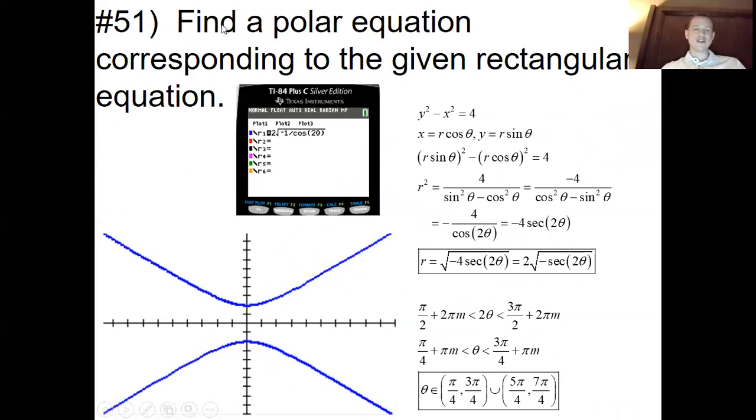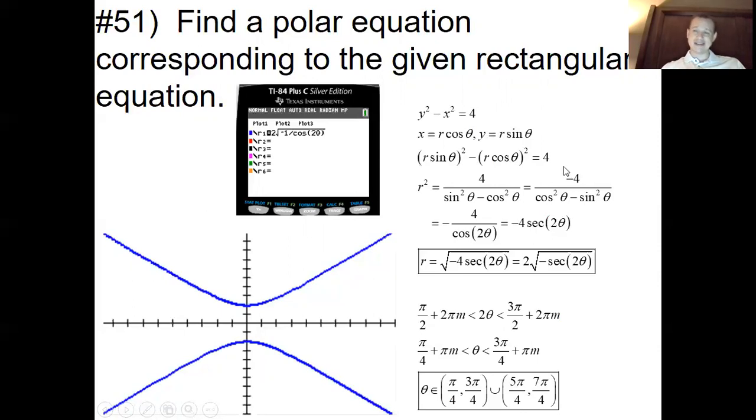I'm going to do number 51 for you. It says, find a polar equation corresponding to the given rectangular equation. So here's this kind of hyperbola given to you again. And this isn't polar, it's x's and y's. What's the conversion between the two systems? First things first, x can be written in terms of r and theta as r cosine theta. y can be written as r sine theta. So if you substitute those in, you get (r sine theta) squared minus (r cosine theta) squared equals 4.